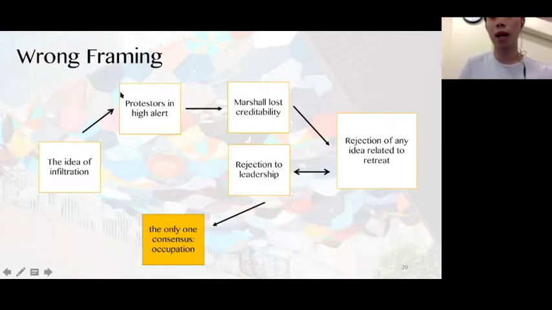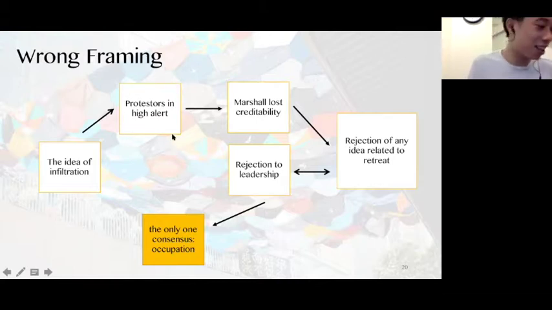The other factor of having mistrust in the leadership is that we had a warped framing, and I hope that everyone can learn a lesson from that. Originally, we wanted to maintain non-violent discipline. And the way we tried to tell people to maintain non-violent discipline was by telling people there might be infiltration from the police. So we said to the people that if someone provokes violence, they might be sent by the police. So people were quite on high alert.